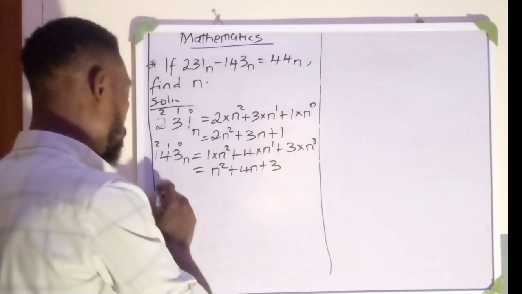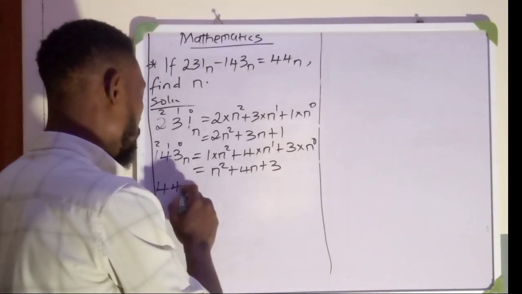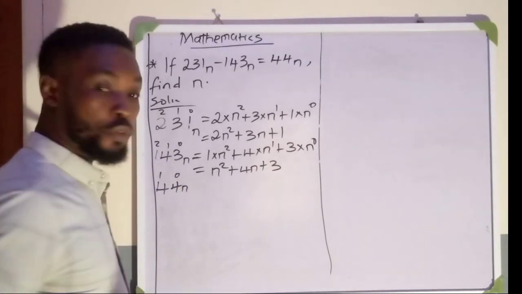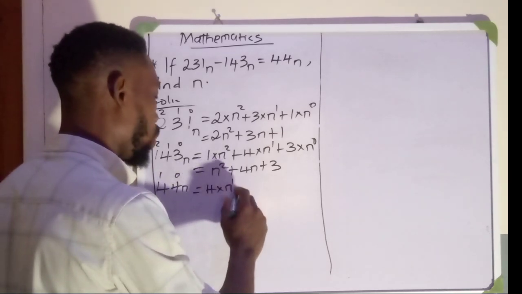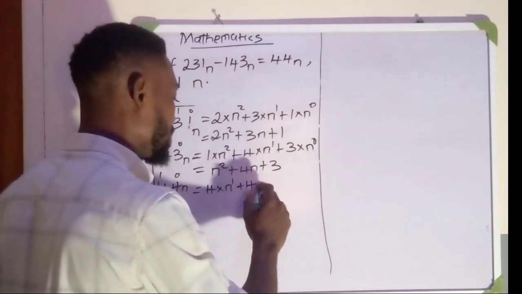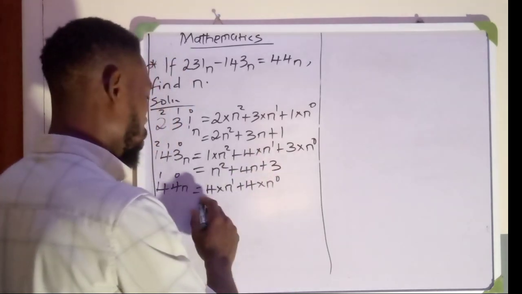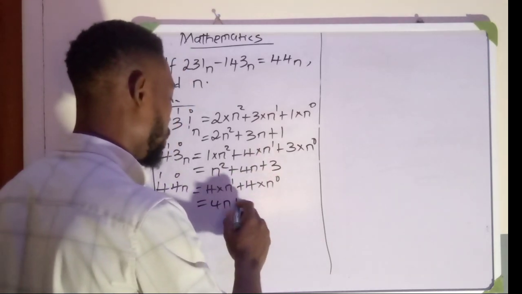And finally, 44 in base n, power of 0, power of 1. This is equal to 4 times n to the power of 1 plus 4 times n to the power of 0. So this will give us 4n plus 4.